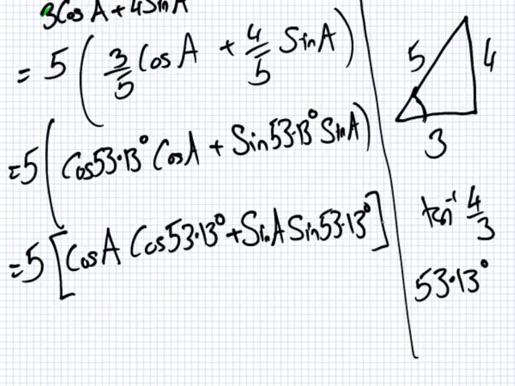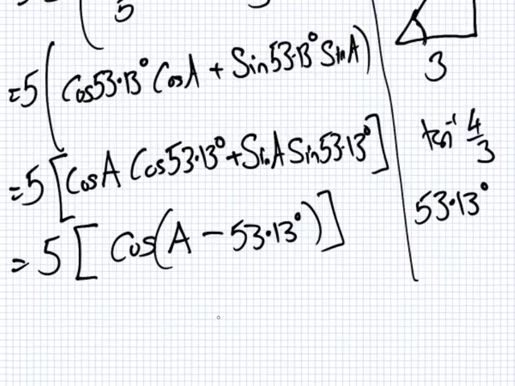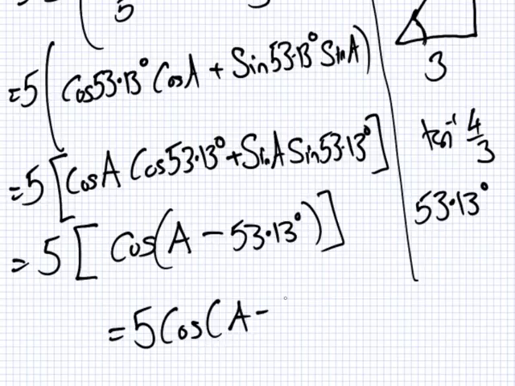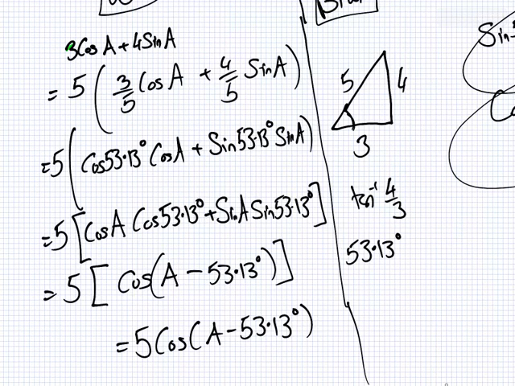Have we seen a formula like this before? No, we have not. Cos A cos B plus sine A sine B. What's that? Cos A minus B. But it's not B. What is it? 53.13. So the answer is, you can simplify this into 5 cos A minus 53.13 degrees. And that's your answer. And that's them combined into one.